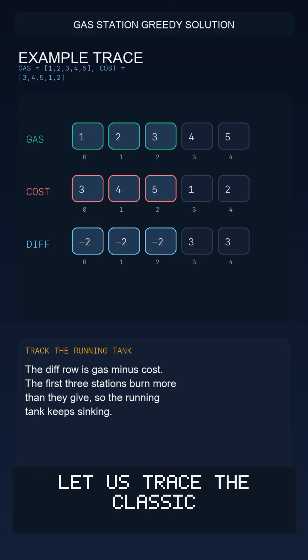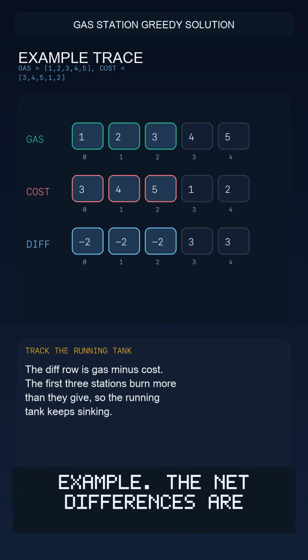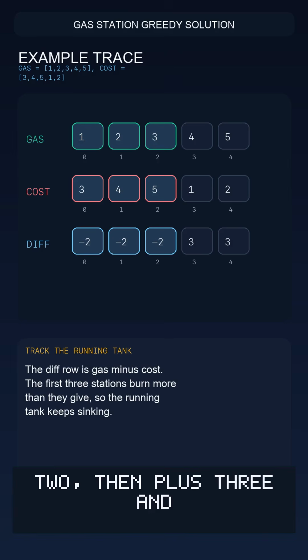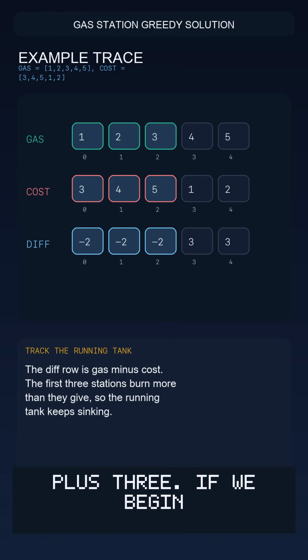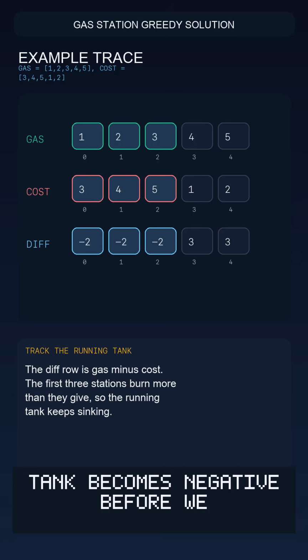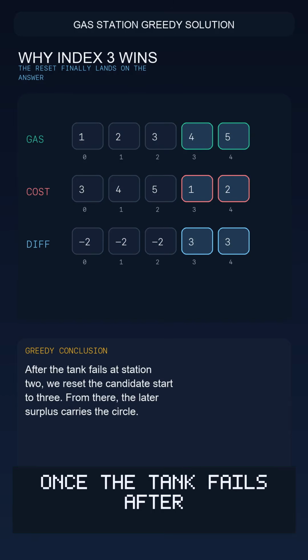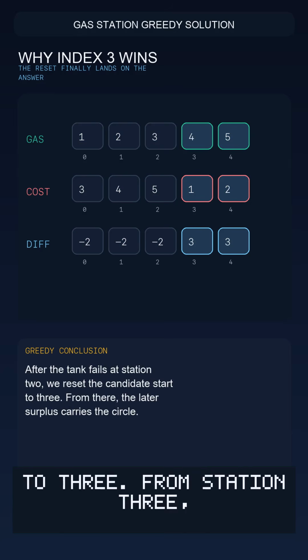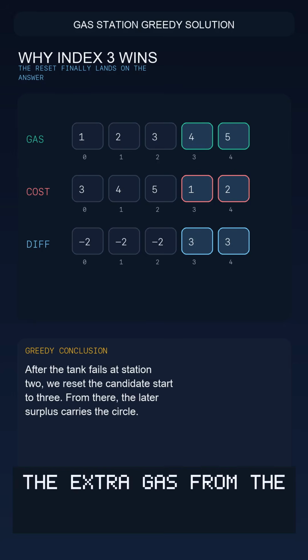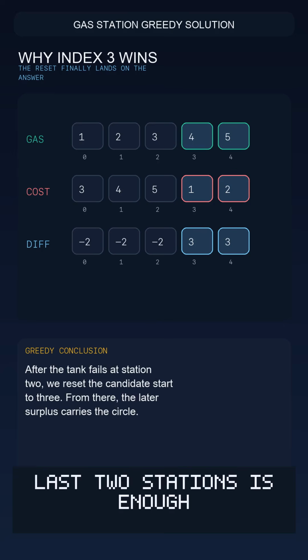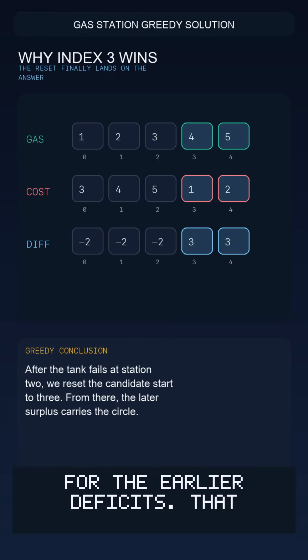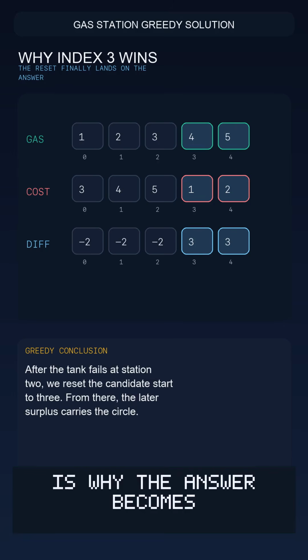Let us trace the classic example. The net differences are -2, -2, -2, then +3 and +3. If we begin near the front, the running tank becomes negative before we can get far. Once the tank fails after station 2, we reset start to 3. From station 3, the extra gas from the last 2 stations is enough to wrap around and pay for the earlier deficits. That is why the answer becomes index 3.